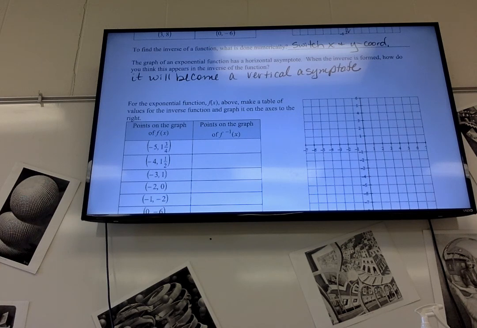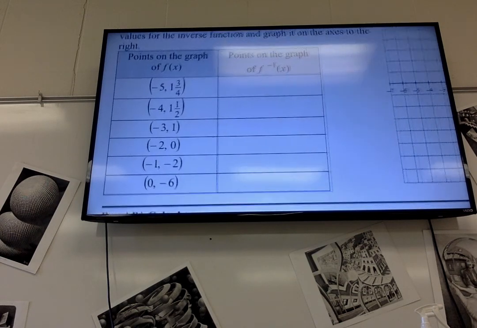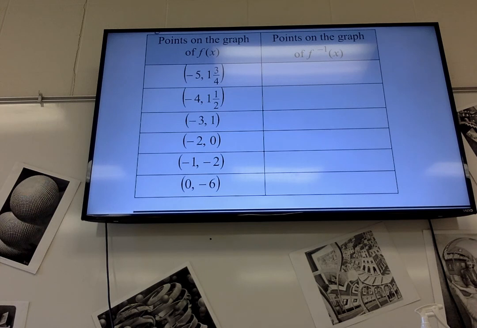Okay, so for the exponential function f of x above, we're going to make a table of the inverse functions. So this part should not be too hard at all. These points are given to us. How do we find the points on the inverse? Flip-flop it, yep. So it's 1 3/4, -5, 1 1/2, -4, and so on.